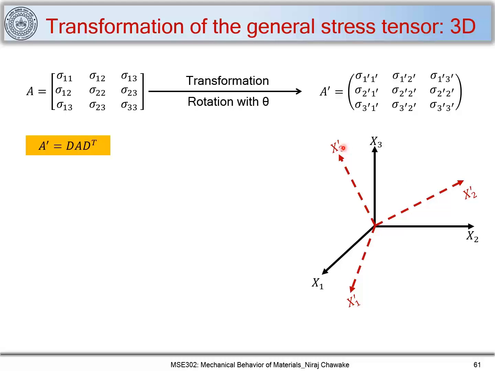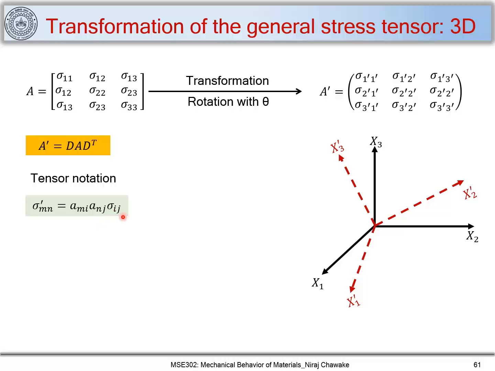So we can use the same relation. A dash is equal to d A d transpose. Here you have to find out the matrix of direction cosines, and you know the stress tensor, and then take a transpose of the matrix of direction cosines, and then you can get A dash. In tensorial notation, how do you write it? You write it in a similar fashion, that is sigma dash mn is equal to a_mi a_nj sigma ij.